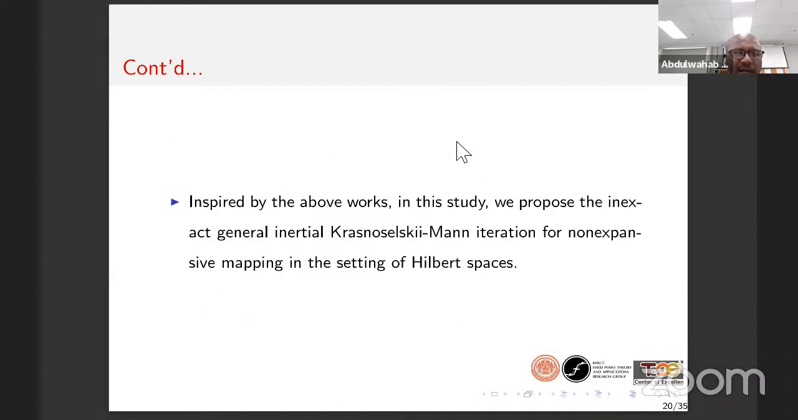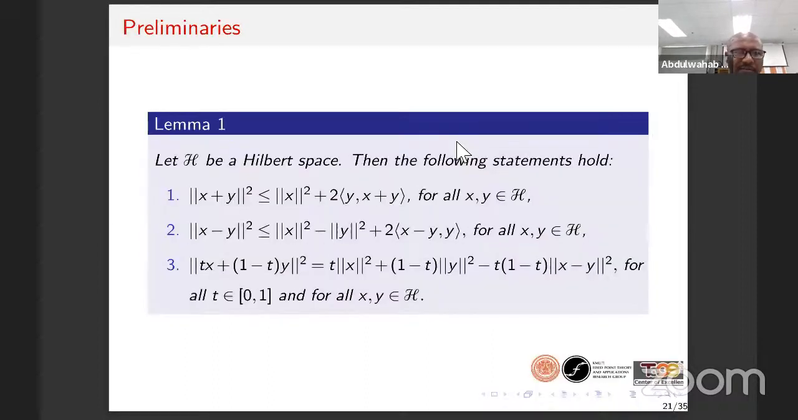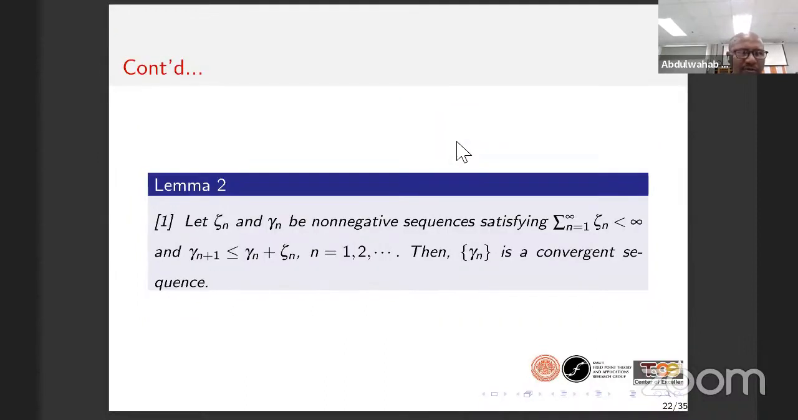Inspired by the above works, in this work we propose the inexact general inertial Krasnoselskii-Mann scheme iteration for nonexpansive mappings in the setting of Hilbert space. These are some of the important lemmas that we use in the proof of our theorem. For example, these are common identities which are used in the proof.